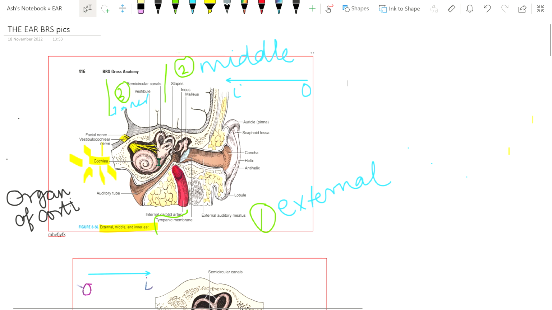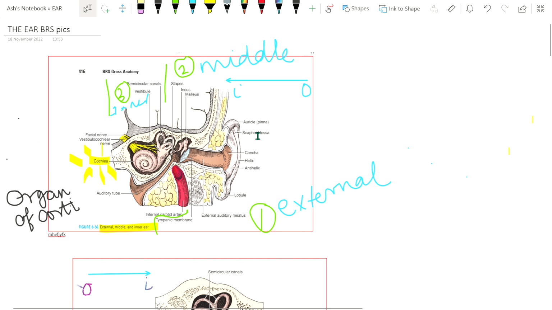It has very important structures called the organ of Corti. And there is another part called the vestibule. It's like the head of the snail, with the three semicircular canals. It helps with balance. So let's see in detail what the three parts are.